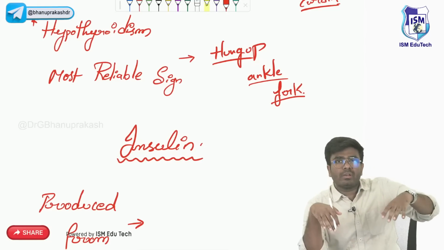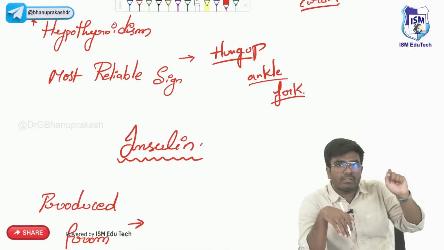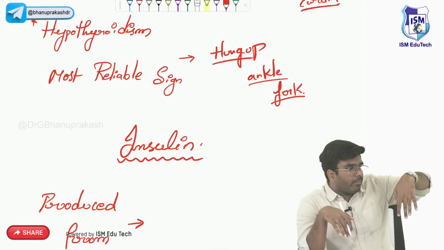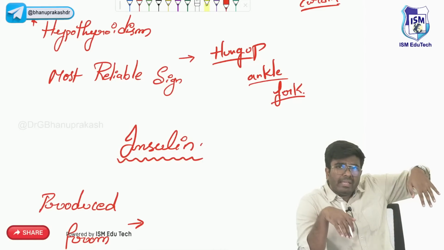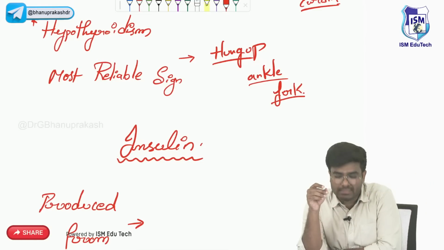I can't show you my ankle, but whenever you tap with your hammer on the ankle, there will be a very slow response. That's called a hung up ankle jerk.